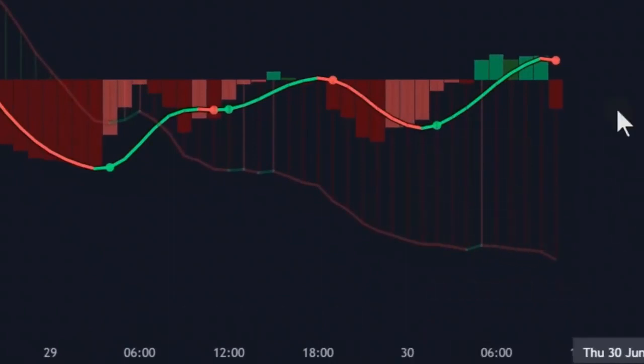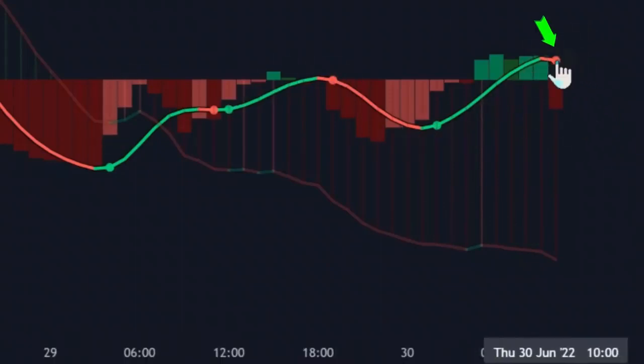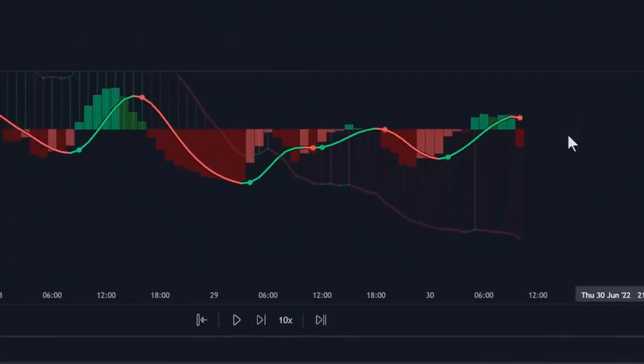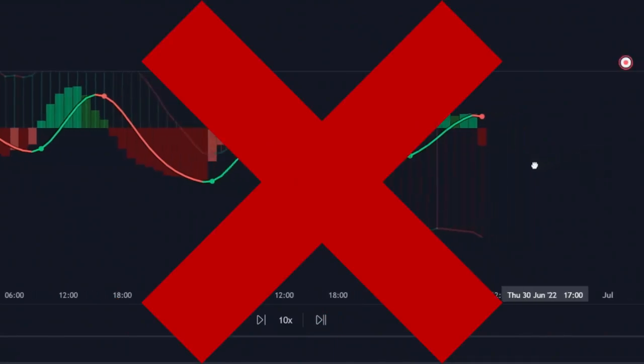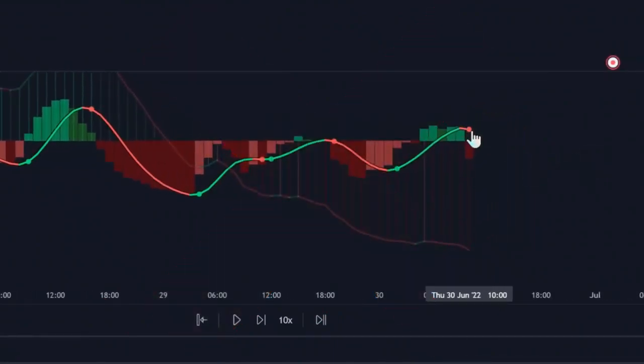Next, we need a sell signal to be printed by the BX trender indicator. To confirm that, we're gonna wait for a red dot to be printed on the BX trender oscillator, like this one. Also, for the sell signal to be valid, this red dot needs to be printed above the zero line. If it gets printed below the zero line like this one, that setup becomes invalid and we'll have no choice but to skip it.